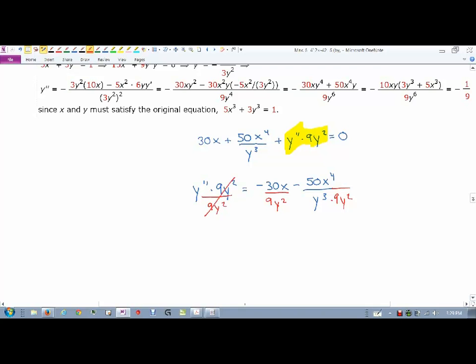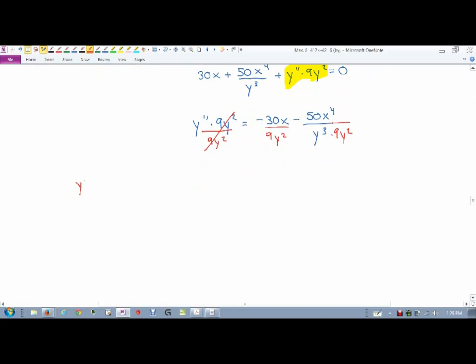And we get y double prime equals, see, I can reduce 30 and 9 because 3 goes into them, so it's negative 10x over 3y squared. And then the other fraction, I have 50x to the 4th over 9y to the 5th. Okay, so that's putting those together right there.